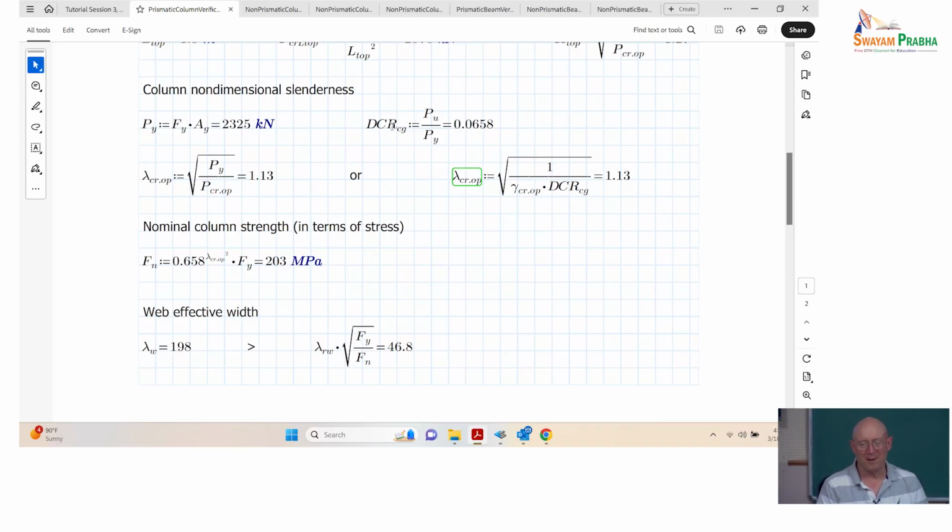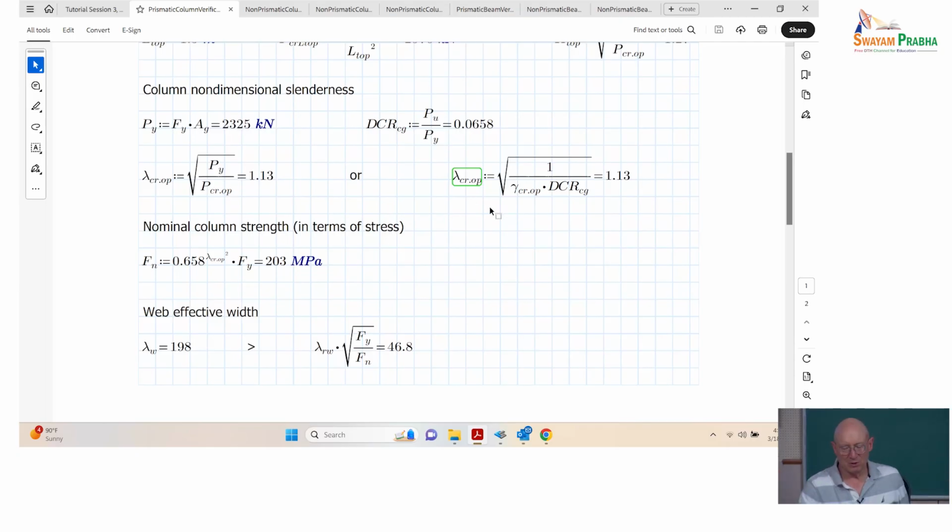And we need essentially, okay, what's the cross-section demand to capacity expressed in some way. Once you've got those two, you've got everything you need to calculate the Pu over phi Pn, your member design demand to capacity ratio. You can use a K-factor to get your elastic buckling load, but you don't have to use a K-factor. If you've done a buckling analysis, you've got your buckling load, right?